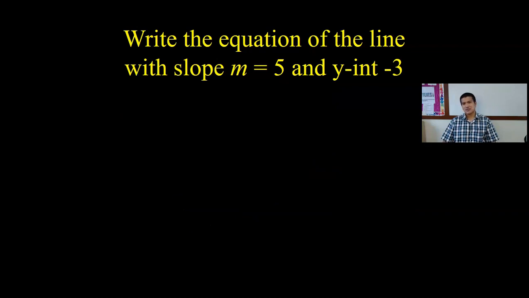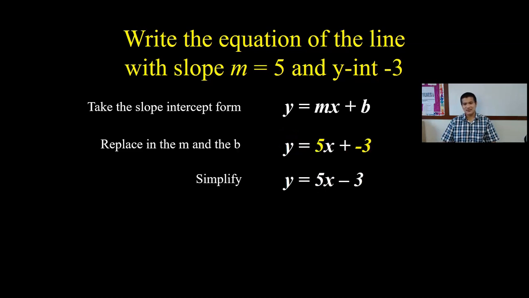So write the equation of the line with the slope m equals 5 and y-intercept equals -3. What is the equation of the line? y equals mx plus b. So therefore we can have now y equals 5x plus -3, or y equals 5x minus 3. Or we can write that in the form of -5x plus y equals -3 as well. Okay, so either way.